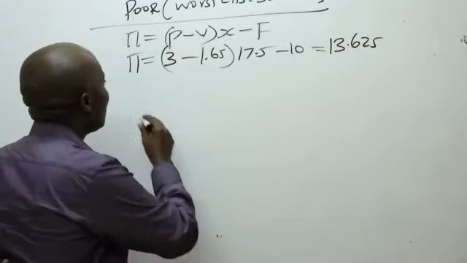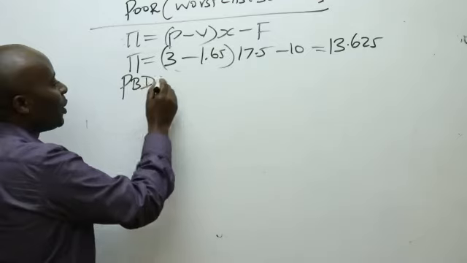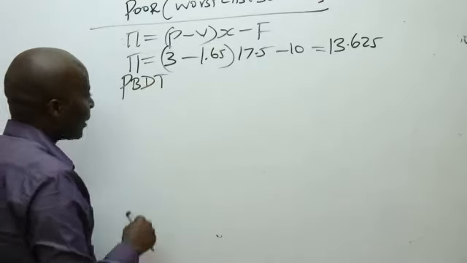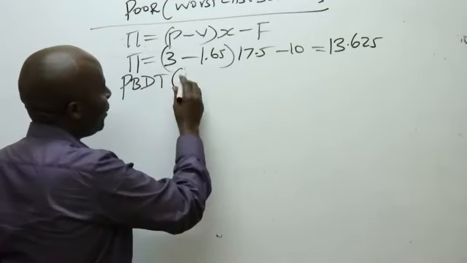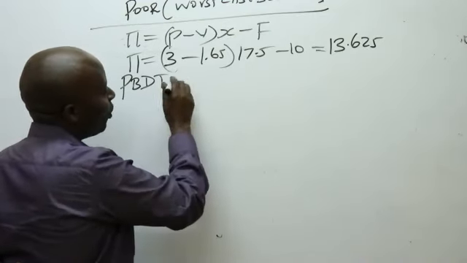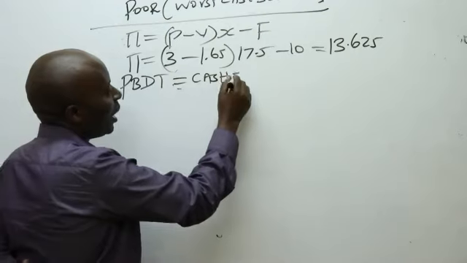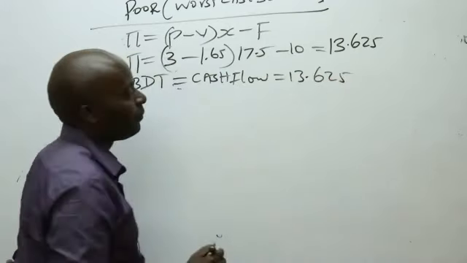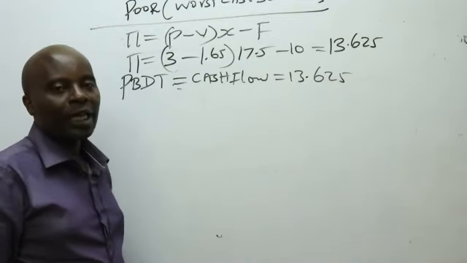Now, this is a profit before depreciation and tax. And because the question never provided for tax, ladies and gentlemen, whatever you have here will be our cash flow. So the cash flow is 13.625. That is the cash flow.